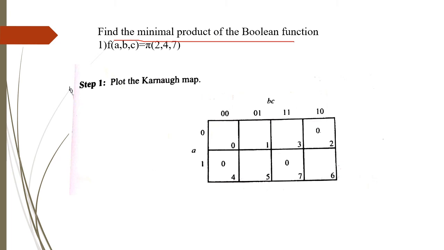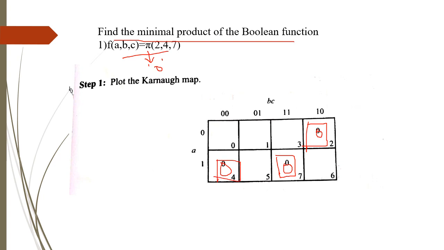They have given f of a, b, c equal to pi of 2, 4, 7. Pi means the output will be evaluated to 0, so wherever you have 2, 4, 7 you are supposed to place a 0. Already it is placed here, 2, 4 and 7. Now if you check, these three cells cannot be grouped with any other cells. The only possible way is to group each with itself, so I group 2 with 2, 4 with 4, and 7 with 7.